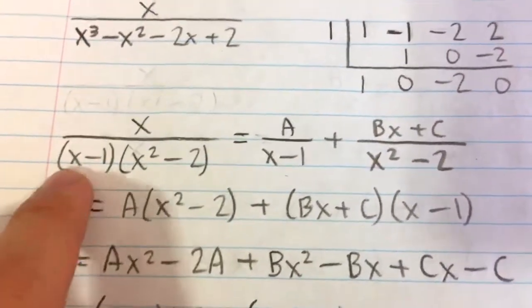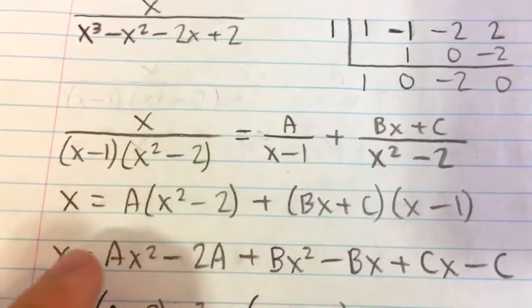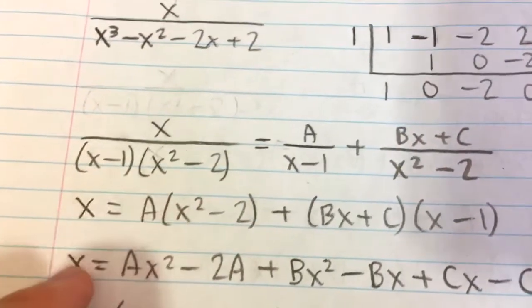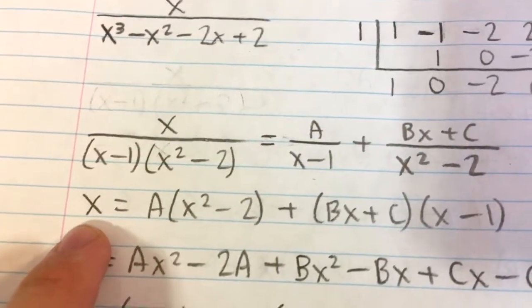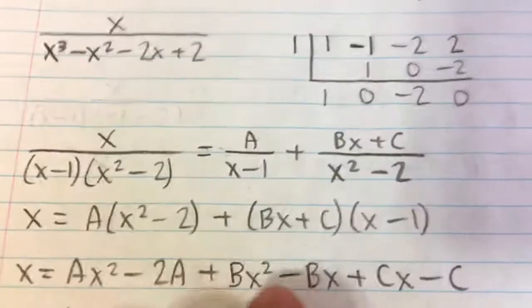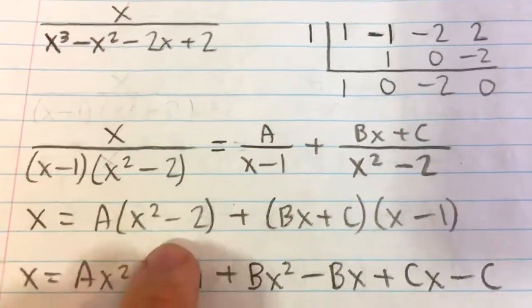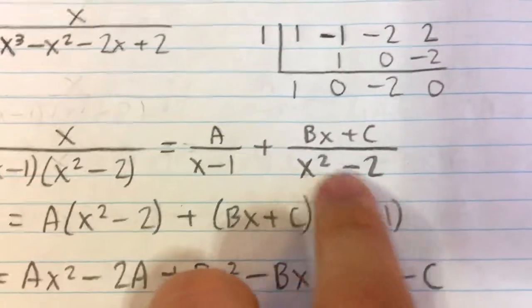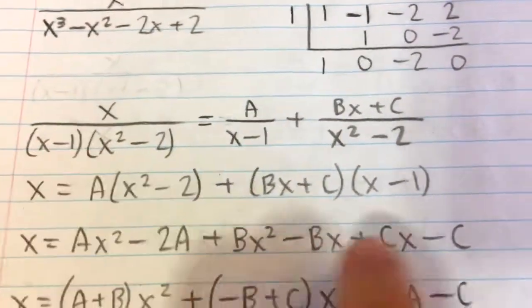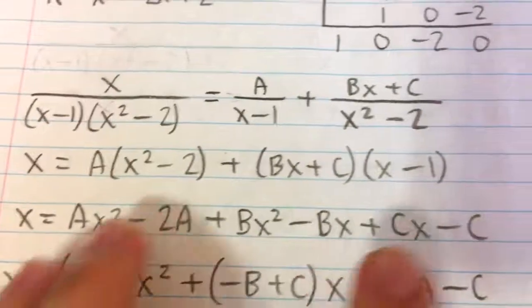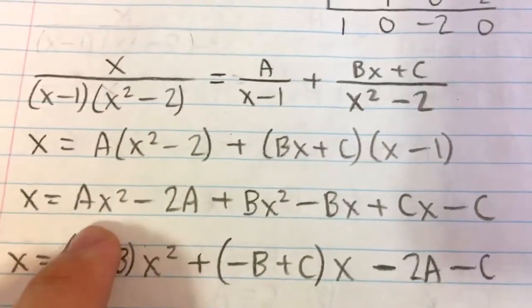To do that, we're going to multiply both sides of this equation by the entire denominator on the left. And so we get just x on the left. For this fraction, the x minus 1 will cancel out, but we still have x squared minus 2. And for this expression, the x squared minus 2 will cancel out, but we still have x minus 1. And so we have to expand this.